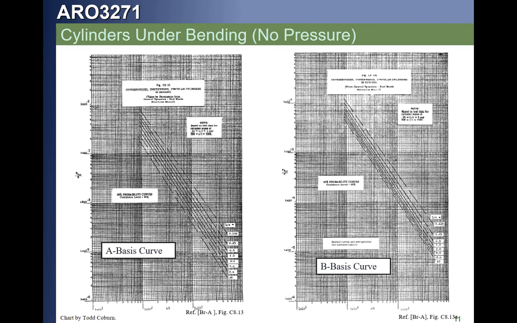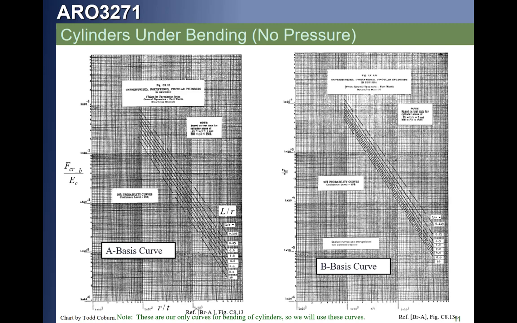If we have a cylinder loaded in bending rather than compression, we're going to use these curves. We're going to take our R over T ratio. We're going to take our L over R ratio. This particular slide shows you both an A basis curve and a B basis curve. So which curve do you think we're going to use? That's right. We're going to use B basis for everything unless I tell you otherwise.